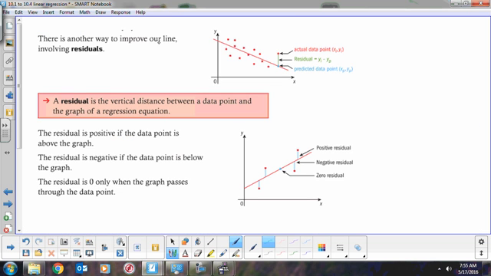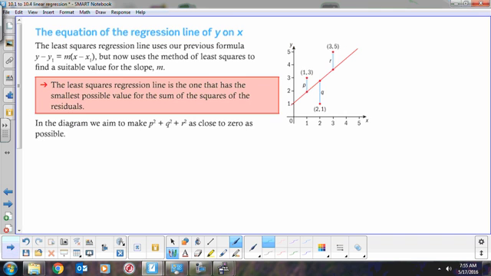All right, another way to improve is residuals. All right, this is where we start to get to the regression line. This beautiful little regression line wants to make the distance from the point to the line as small as possible. We want to make these distances as small as possible.